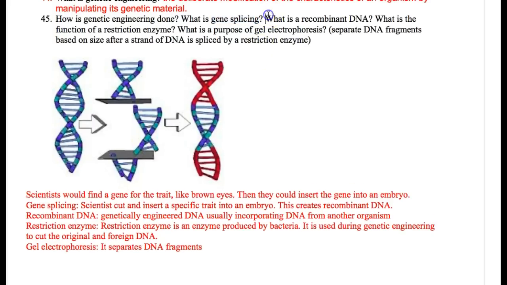And the next one is, what is a recombinant DNA? This is the result where you have some DNA of the original, if it's a human, for example, and then you add a piece of bacterial DNA for some reason, that's a recombinant DNA. What is the function of a restriction enzyme? Restriction enzyme is the enzyme that actually does the cutting. Restriction enzymes are the scissors.